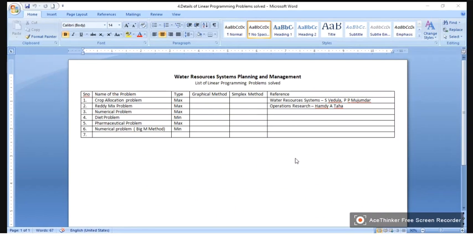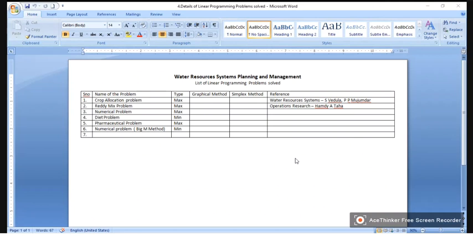If you have not solved, make a point that up to serial number 4, we should have the solutions for all the 4 problems by graphical method and simplex method. Okay, is it clear? Okay, sir.